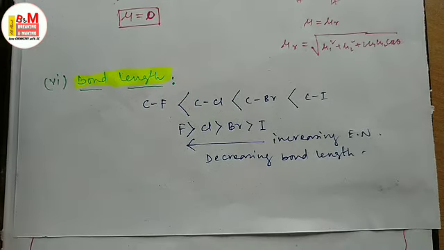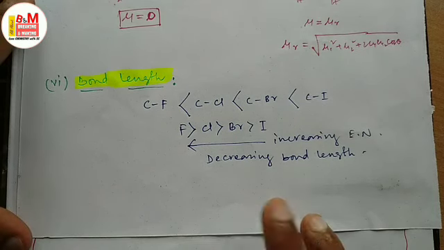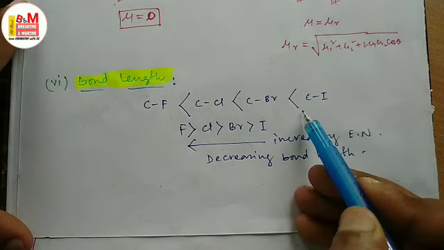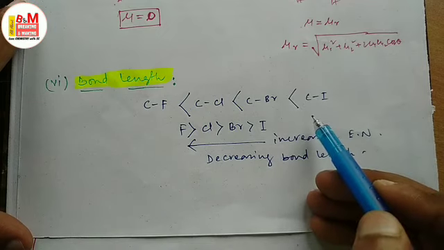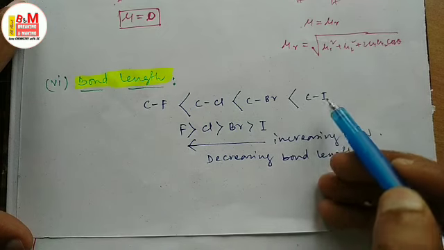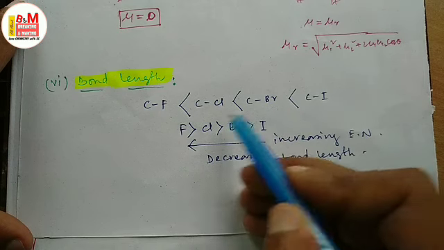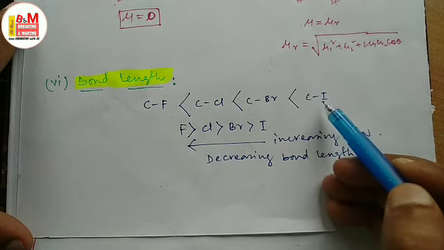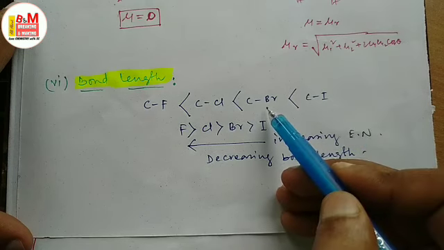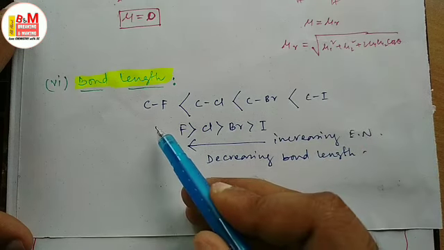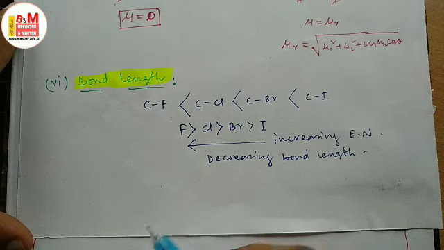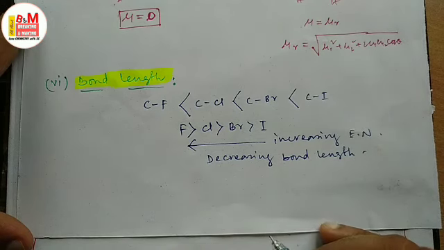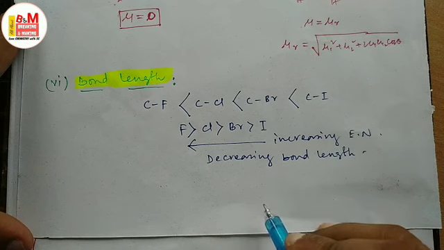Here one thing has to be mentioned, that only electronegativity or minus I effect is not the determining factor of this trend. There is another parameter, that is the size of the halogen. Here the size of iodine is greater than that of bromine, that of chlorine, followed by fluorine. That's why the carbon iodine bond is much longer than that of carbon bromine, followed by carbon chlorine and carbon fluorine. So size also plays a main role in this explanation.